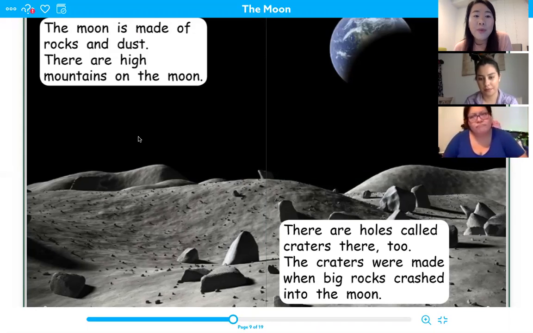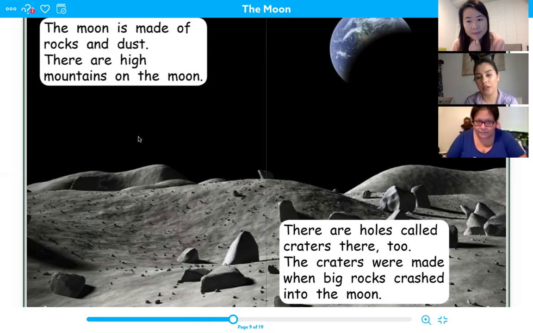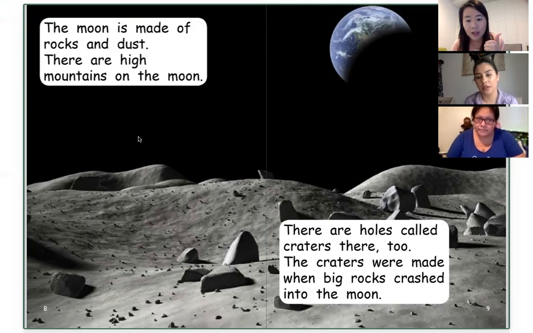So here I go. The moon is made of rocks and dust. There are high mountains on the moon. There are holes called craters there too. The craters were made when big rocks crashed into the moon. So readers, did you notice that the author gave us a definition of a word in here already? If you can see it, give me a thumbs up and let's talk about the sentence and how you figured it out.